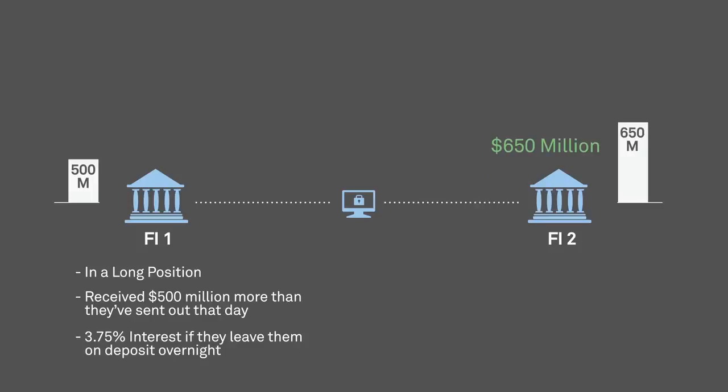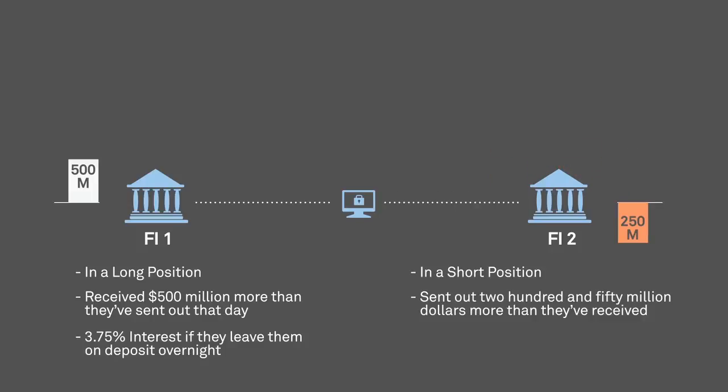FI number 2 is in a short position. They've sent out $250 million more in LVTS payments than they've received that day. They know that they will need to fully collateralize an overnight loan from the Bank of Canada at 4.25% interest to cover this short position. But they have another option available to them.